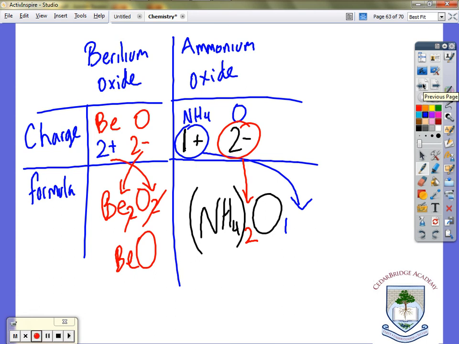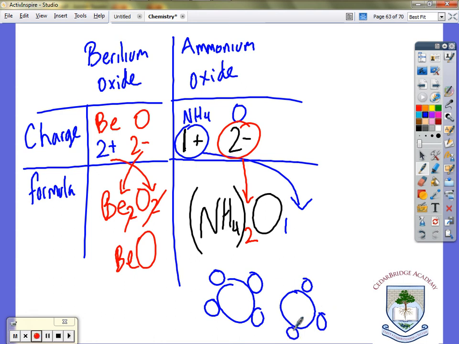So that's what happens. And what this bracket means is that you've got NH4, 1, 2, 3, 4, NH4, 1, 2, 3, 4, and then you've got your oxygen in the middle. So (NH4)2O1, or O. Alright?